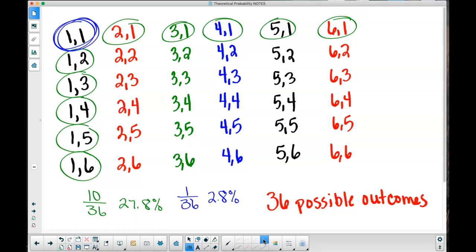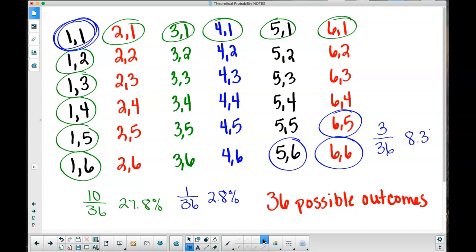The last one, the probability of getting more than 10 points. More than 10 are these right here. I would be getting 11 or 12. So 3 out of 36, which is 8.3%. How did our experimental probability compare to that? It was close. It was a little bit less, right? We only had 6.7%. So we probably should have rolled one more that was more than 10, and it would have been closer to the theoretical.